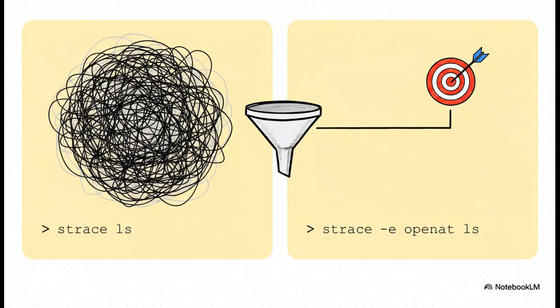This is where the real magic happens. Instead of just watching everything the command does, we can get specific. See that little -e flag? That lets us tell strace to only show us a specific type of system call. So if we only care about which files ls is trying to open, we can just ask for the openat calls. And just like that, the chaotic mess on the left turns into the clean, focused, and super useful list of clues on the right. This is how you go from being overwhelmed to being in complete control.